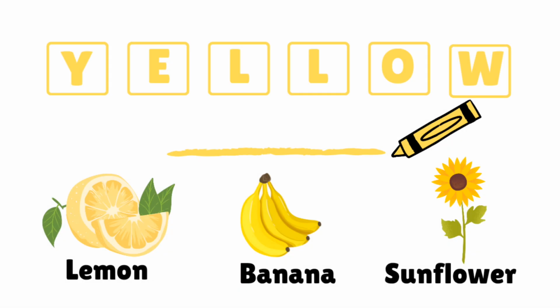Our next color is yellow. Yellow. Let's spell it. Y, E, L, L, O, W. Yellow. Examples of yellow color are banana, lemon, and sunflower. Yellow.